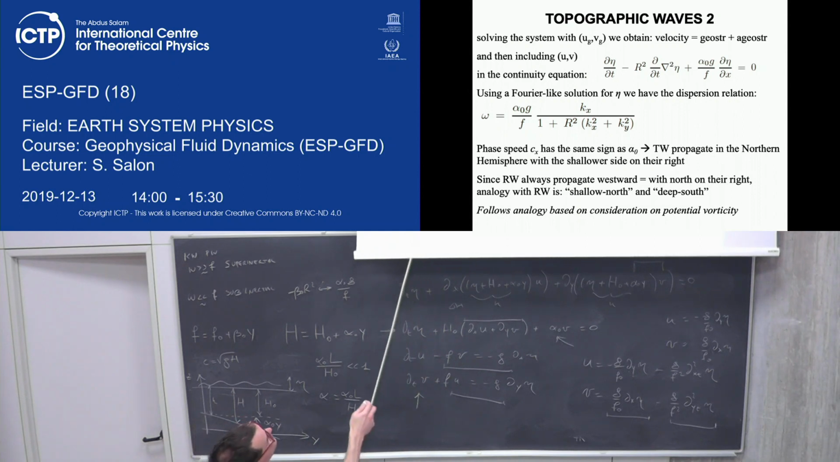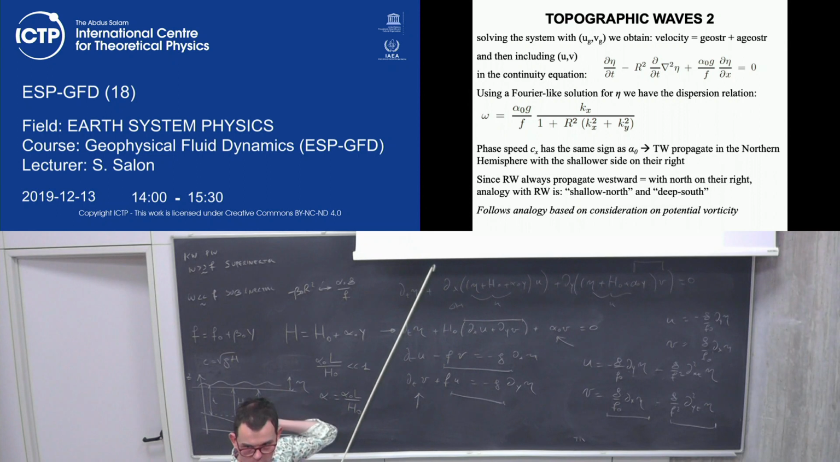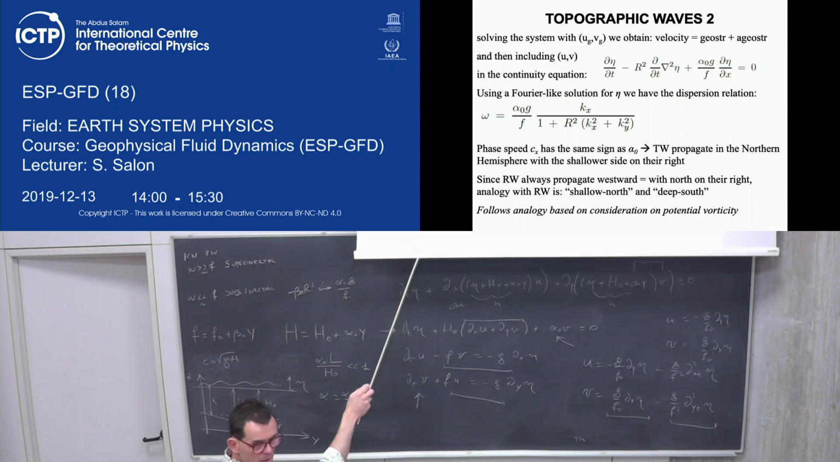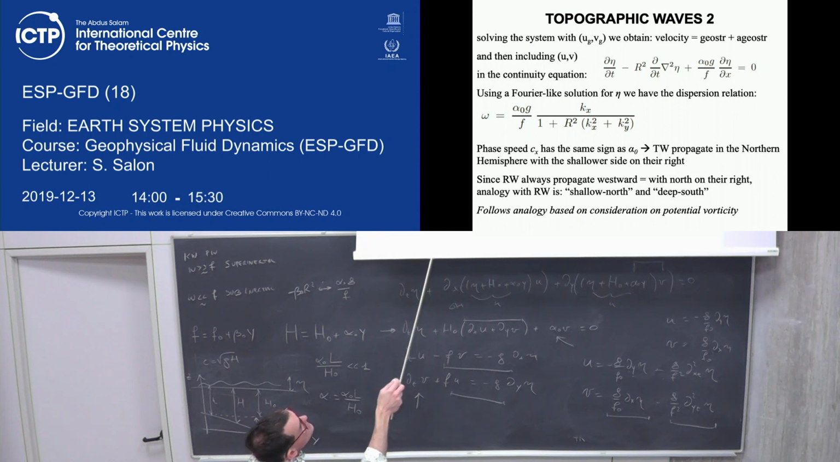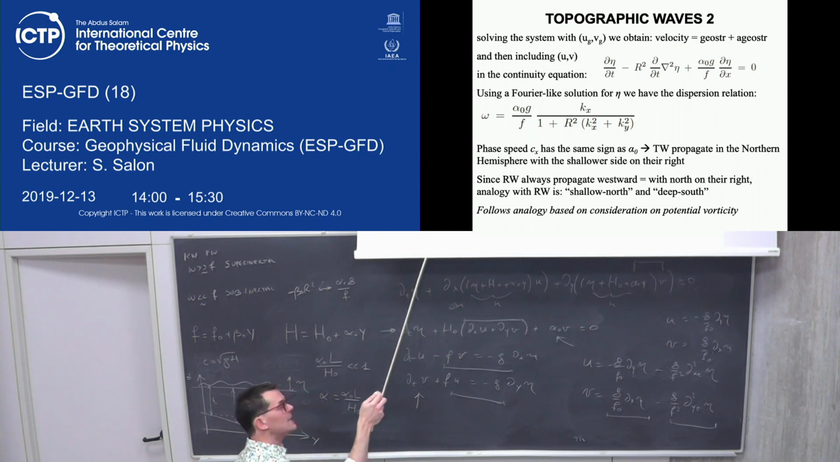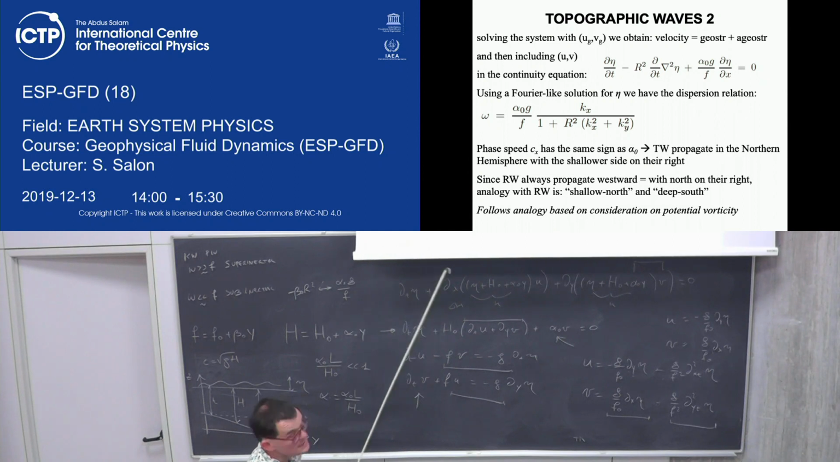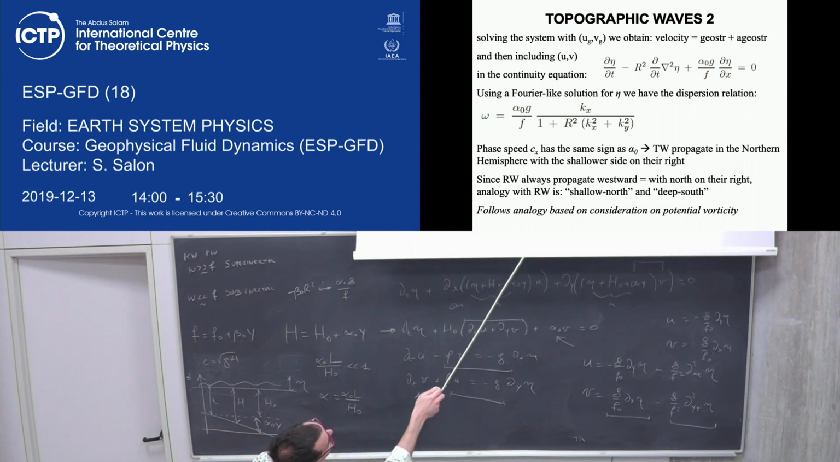Good. So first, I remember that in the Rossby waves the Cx was only negative, so I have only propagation in the westward direction. Not a problem here. For the topographic waves, Cx can be positive or negative, so westward or eastward. And most importantly, it has the same sign as alpha 0. What does it mean?